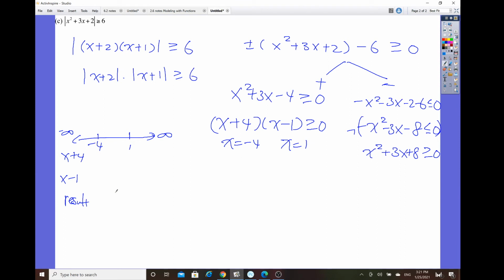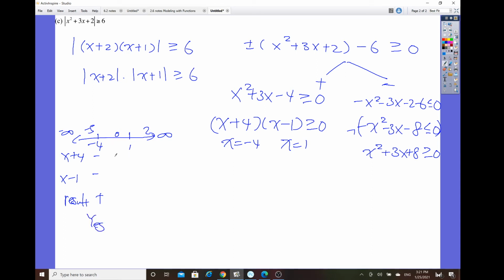So pick a number right between negative infinity and negative 4: negative 5. A number right between negative 4 and 1: 0. A number that's greater than 1: 2. So negative 5 plus 4, that's negative. Negative 5 minus 1, negative. Negative times negative, positive. Is that the result we want? Greater than 0? Yes.